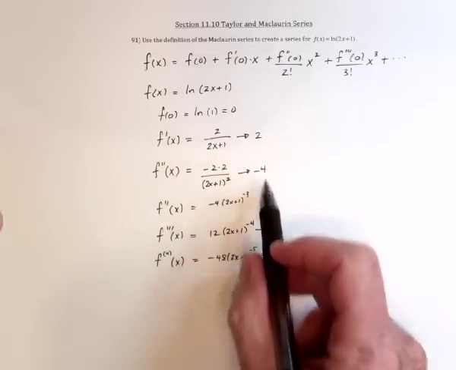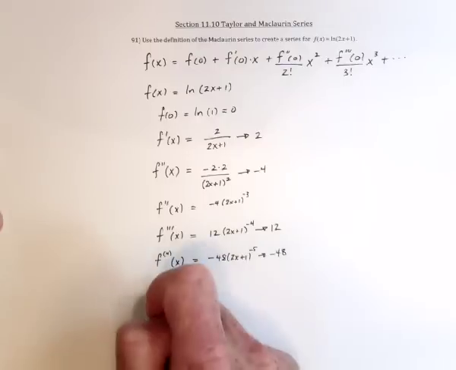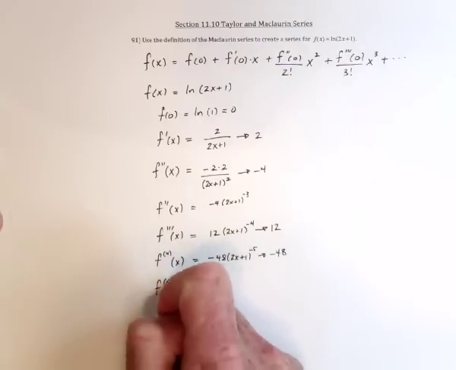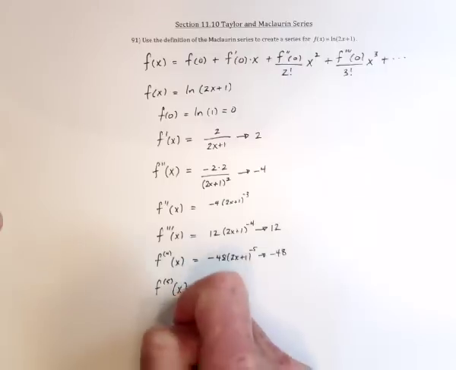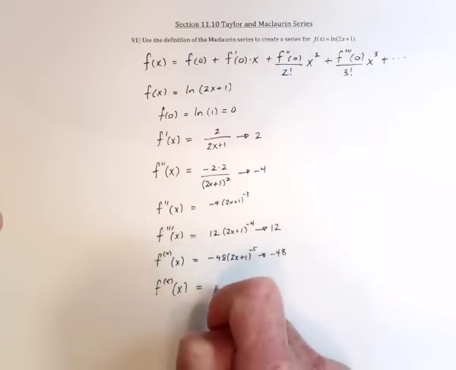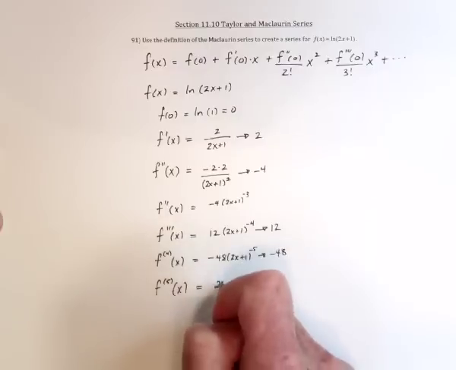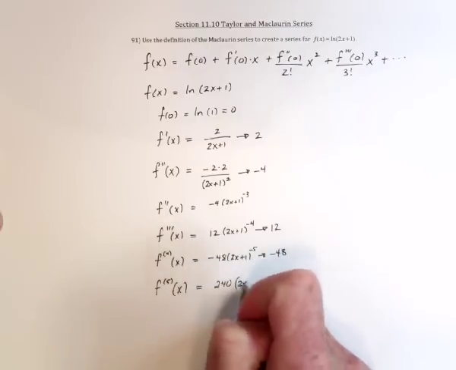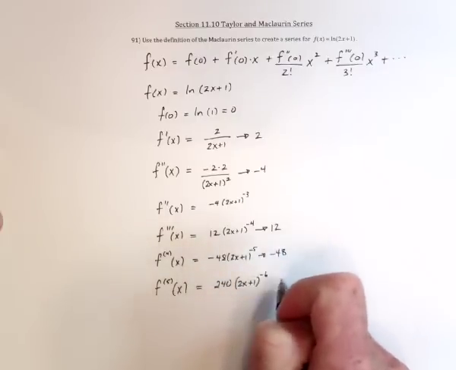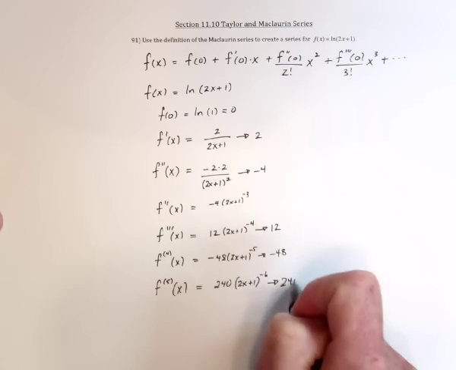Notice how they're alternating? Because alternating series quite often converge. And then we would have positive 240. Now it's to the negative 6, so that's going to be 240.